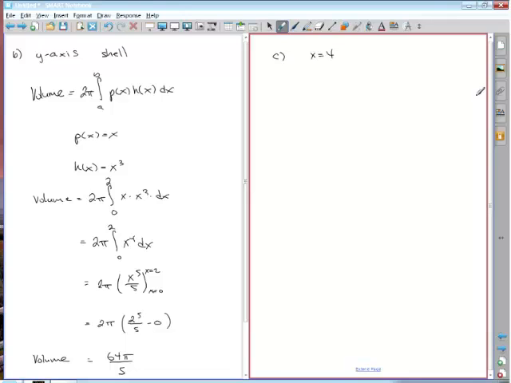The distance was x to the curve. The total distance was 4. And therefore p of x is 4 minus x. H of x is the same thing. It's the height of the rectangle. So the volume is equal to 2 pi, the integral from 0 to 2 of 4 minus x times x cubed times dx. P of x, h of x, dx. So we multiply this out: 4x cubed minus x to the 4th, that whole thing times dx.